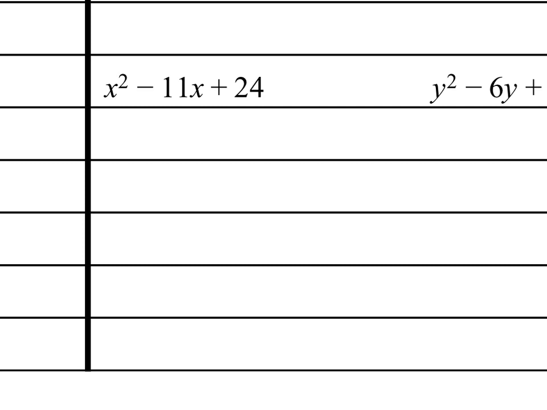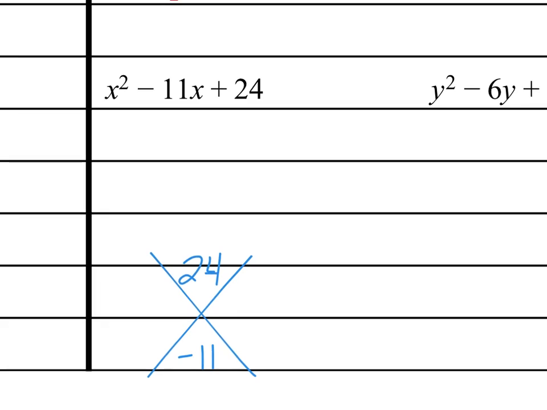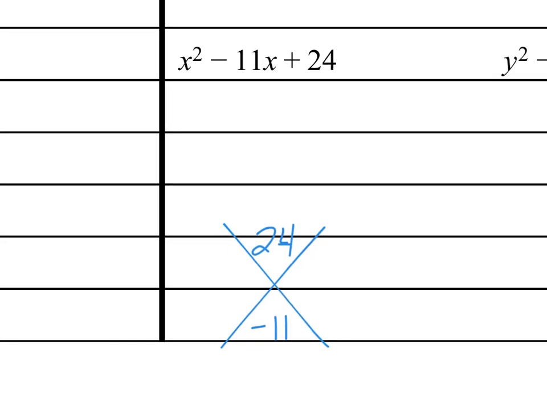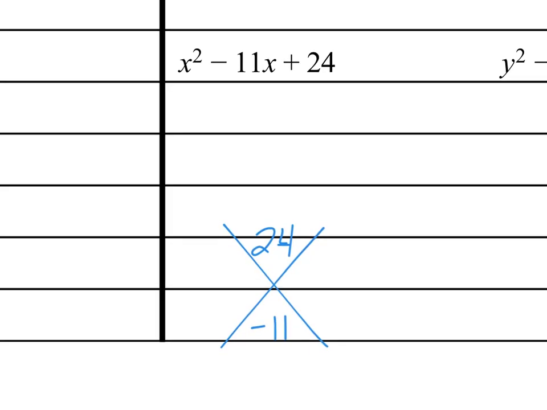I'm going to do the little x thing down here. X squared minus 11x plus 24. You need two numbers that multiply to positive 24 but add to negative 11. Can you please discuss with people around you what are your two numbers? Be careful, they have to add up to a negative. Multiply to positive 24 but add up to negative 11.